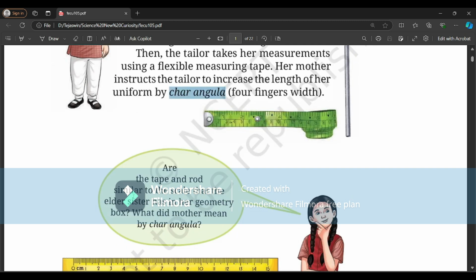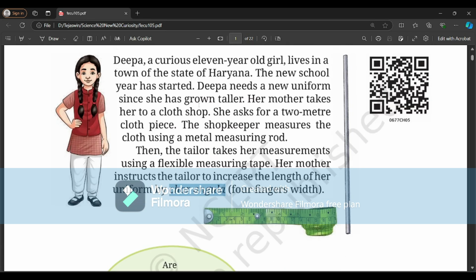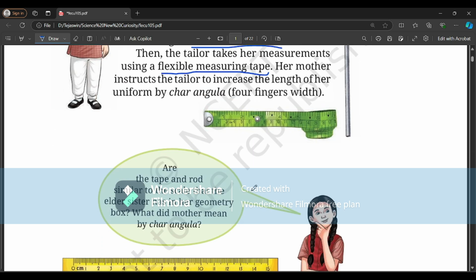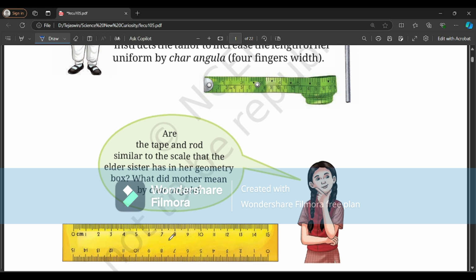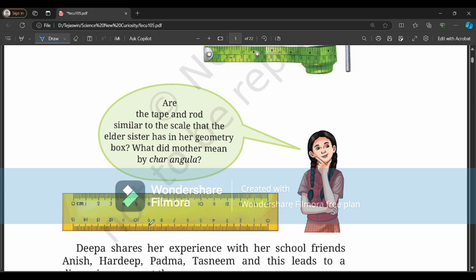So are the tape and rod similar to the scale? As we can see here, the tailor has used the metal measuring rod, and he has taken the measurement of Deepa using a flexible measuring tape. So these are two different equipments. And the eldest sister has a scale in her geometry box.